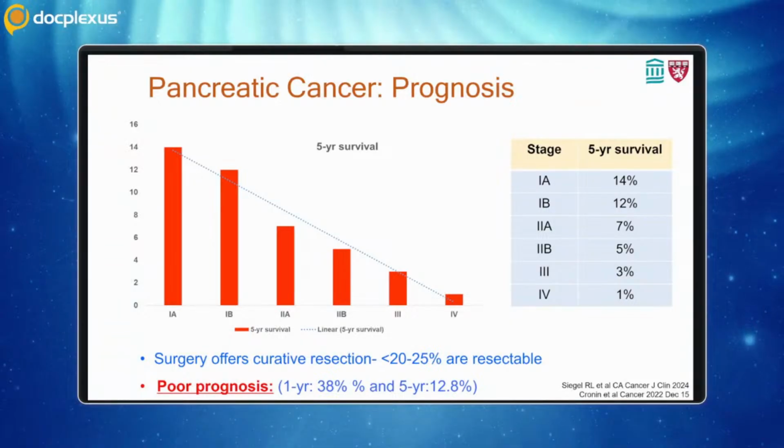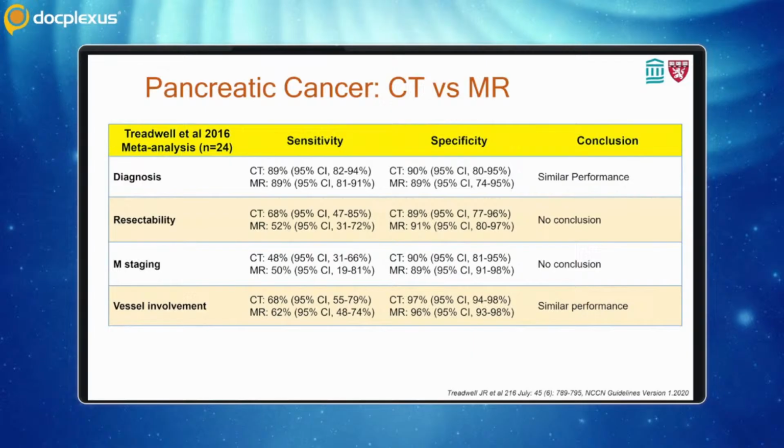Surgical resection offers a curative treatment option. However, less than 25% of patients have resectable disease at the time of presentation. So now imaging plays an important role in the diagnosis and staging of pancreatic cancer. Now, if you compare CT and MRI, both CT and MRI perform comparably for diagnosis of pancreatic cancer and delineation of vascular involvement.